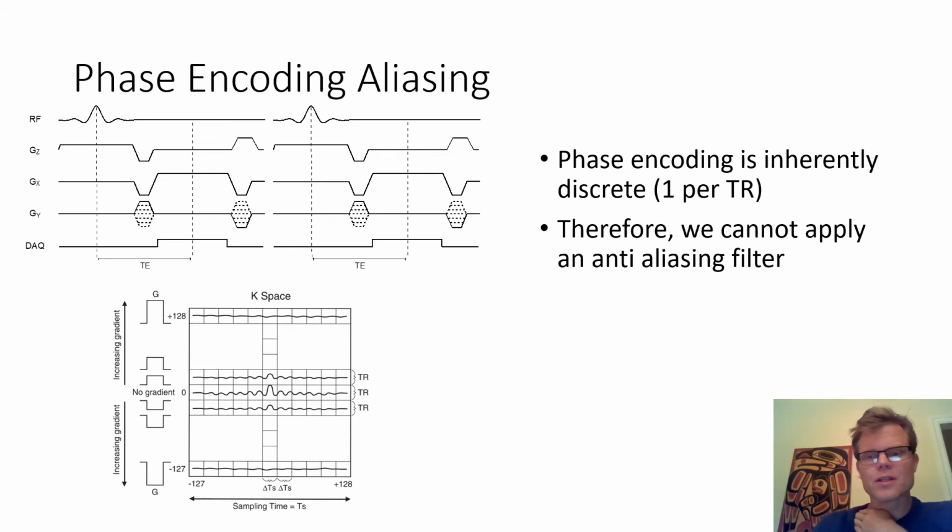Phase encoding is inherently different from frequency encoding in that it's truly discrete sampling, which means we cannot use an anti-aliasing filter. Just to refresh, here's this picture where we acquire one line of k-space at a time. There are no anti-aliasing filters because they require a continuous valued signal to function, and we simply do not have that.